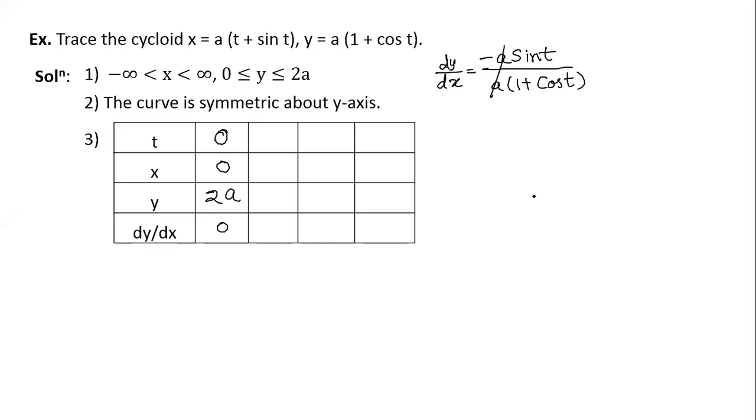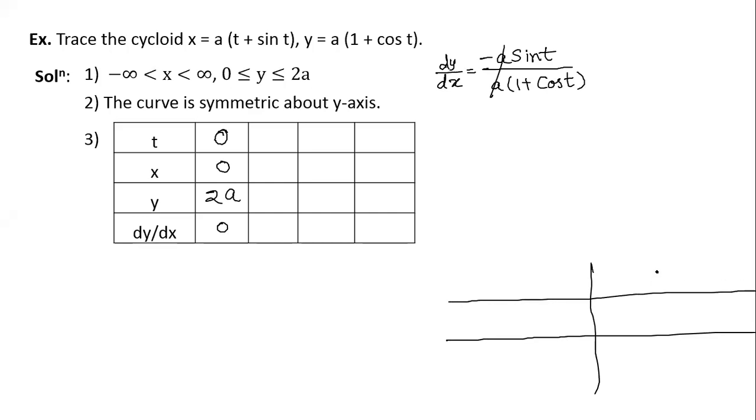Okay, so here it may be something like this. I am drawing roughly, I am going to erase that part later on. So what we have done here: this is the line y equal to 2a, and this is y equal to 0, this is the origin, and the curve does not exist above y equal to 2a and below y equal to 0.